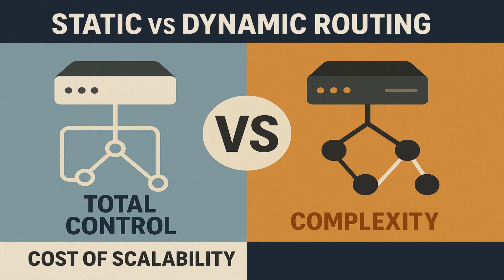So what's the big difference? With static routing, you're in total control, but that control comes with a cost: scalability. Every new route or network change means manual work. Dynamic routing offloads that work to the routers themselves, but introduces complexity and sometimes unexpected changes.